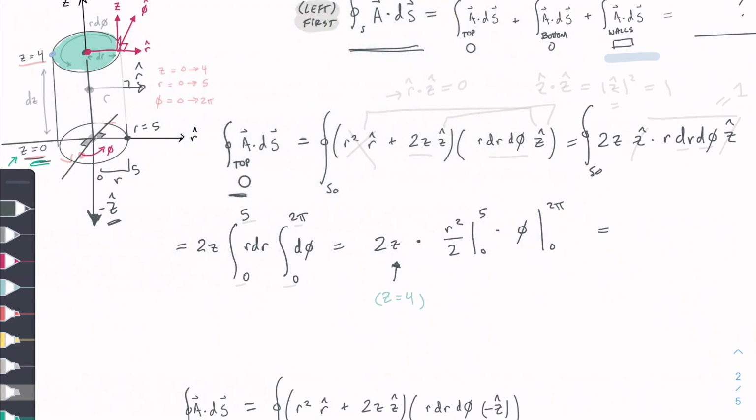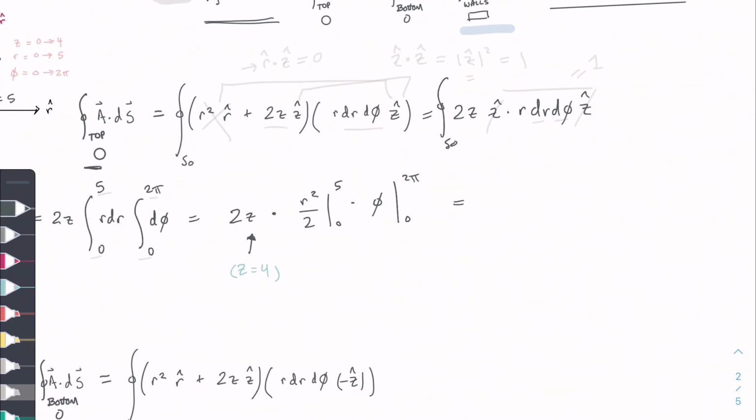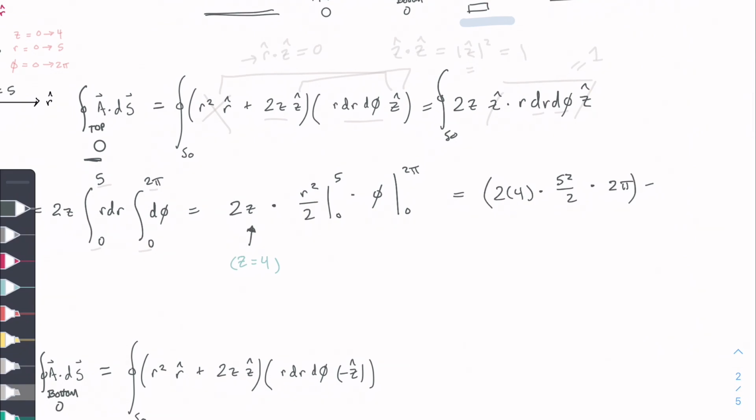And then I'm going to go ahead and solve. Okay, so I have 2 times 4 times 5 squared over 2 times 2 pi minus, so I did all of the upper bounds here. Now I'm going to do all of the lower bounds. So 2, 4, so z is the same for both. And then I have 0 squared over 2 times 0. So this piece obviously becomes 0.